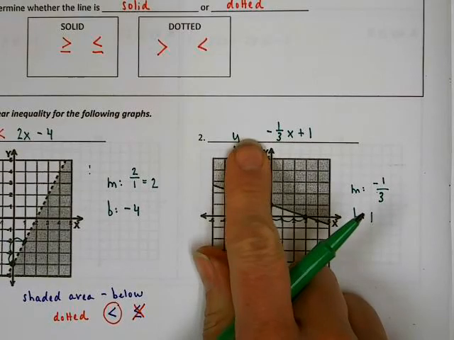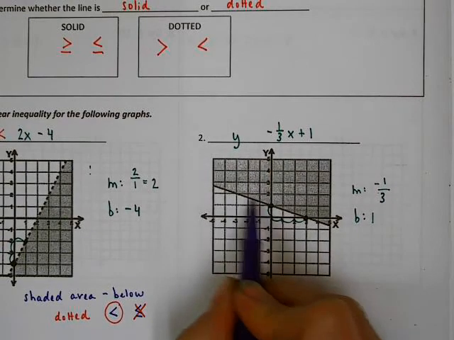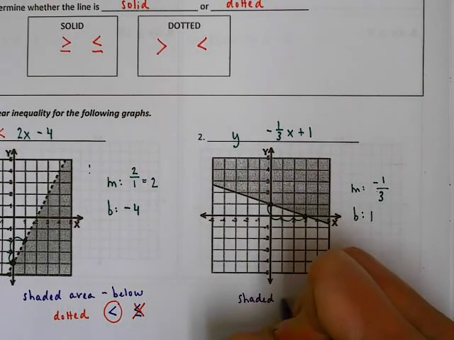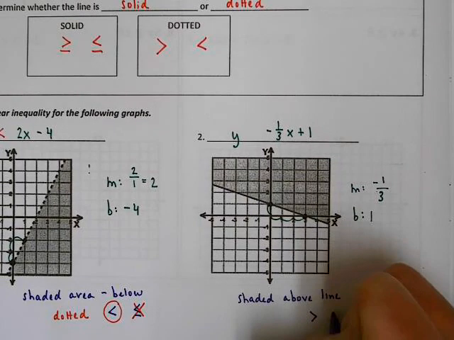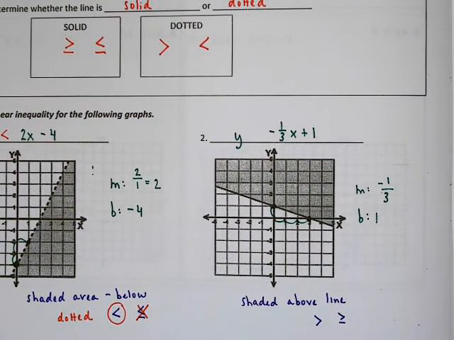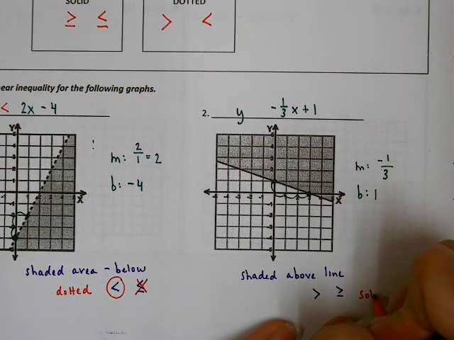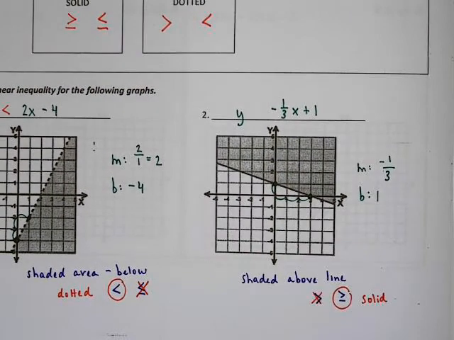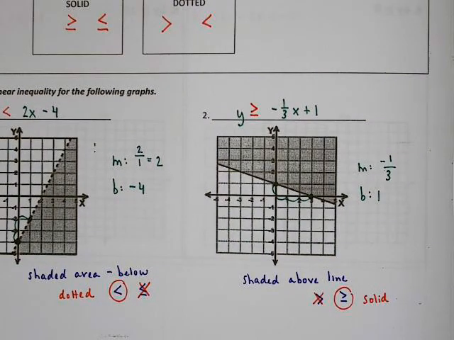And again, now our job is to find out about the symbol. So in this case, if I have my line here, I'm shaded above now. So if I'm shaded above, that means I'm greater than or equal to. When I look at my line, I notice that I have, in this case, a solid line, so that means I have to be greater than or equal to. So my inequality here is going to be y is greater than or equal to negative 1/3 x plus 1.